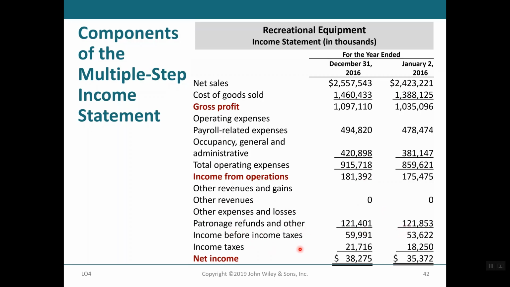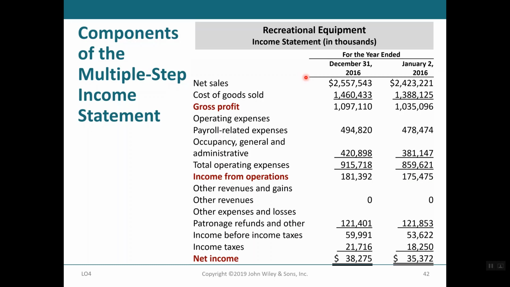Income before taxes is 5991. So how did we get this? We added our total income from other revenues to our income from operations to give us 5991. And then we deduct our income taxes of 21,071 to give us our net income. So this is divided into different sections, different angles, so that we can understand the income statement from a different point of view.